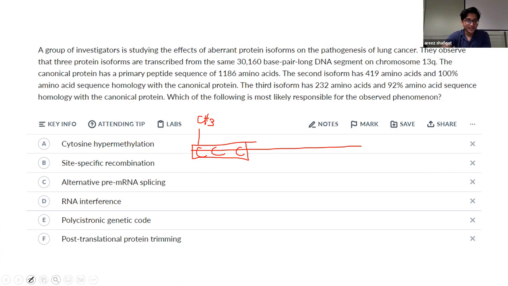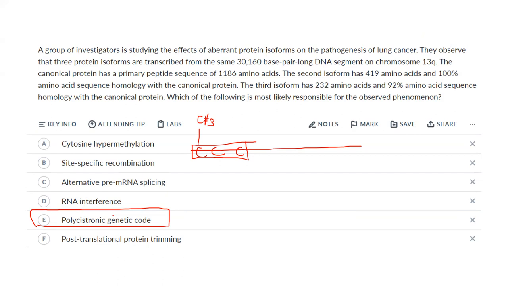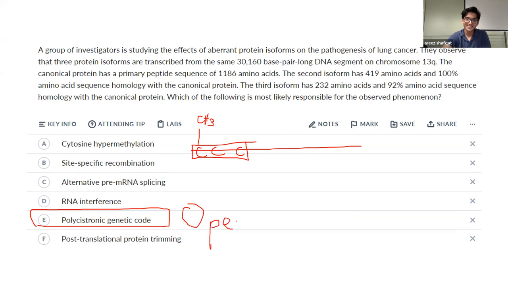In keeping with the lecture here, what is this talking about? It gives us the same sequence giving us more than one gene or more than one protein. Okay, I'm going to write it and you guys should get it. Does anyone know now? Operon. Yeah.